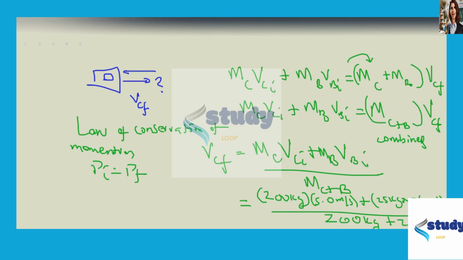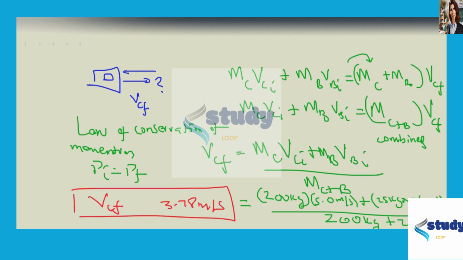So 25 kilograms, and then when you solve that, you're going to get 3.78 meters per second. That's the final velocity of the car in this scenario. Hope you enjoyed the problem.